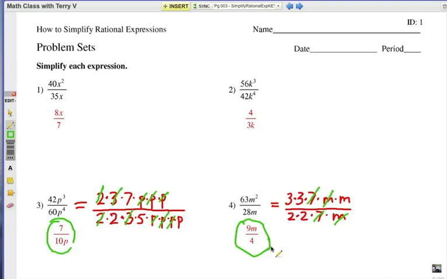Alright, so this is the very first video in the series. Students, thanks for watching this. Look for the next video, which will be in the same title, how to simplify rational expressions, and it'll be problem set 2.